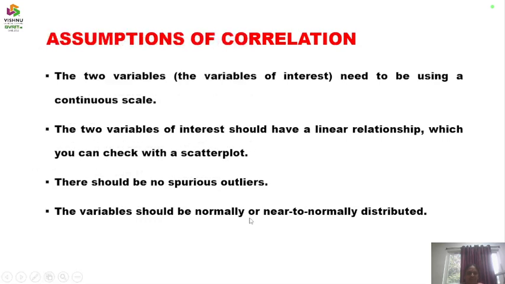Come to the assumptions of correlation. The two variables need to use a continuous scale. The two variables of interest should have a linear shape, which you can check with a scatter plot. In the next classes, we are going to see the types of methods also. There we are going to see scatter plots also, and there should be no superior outliers. The variables should be normally or near to normally distributed.